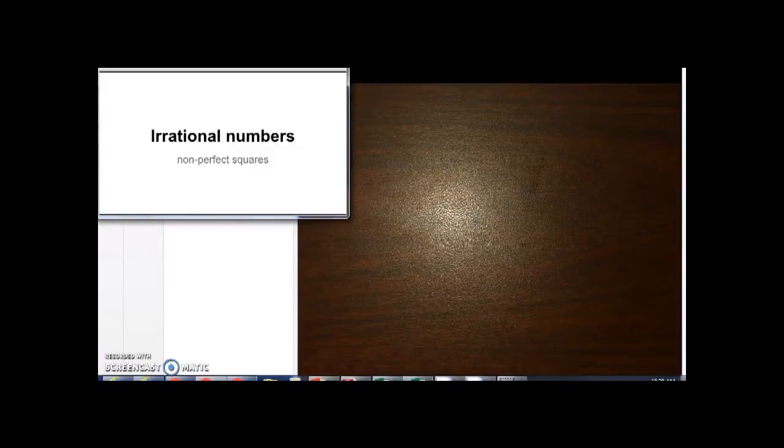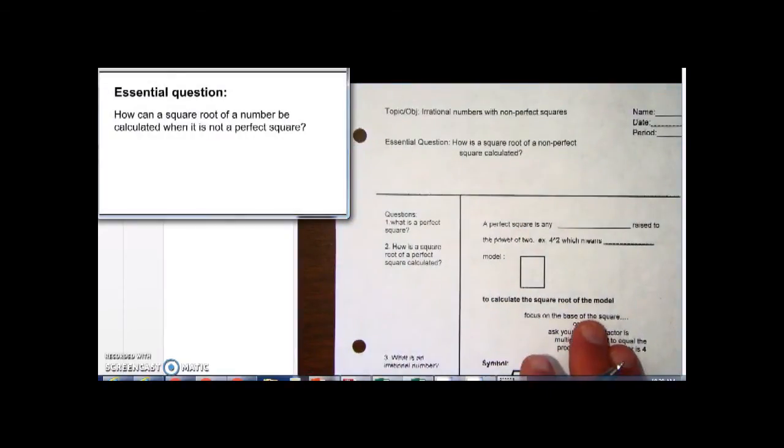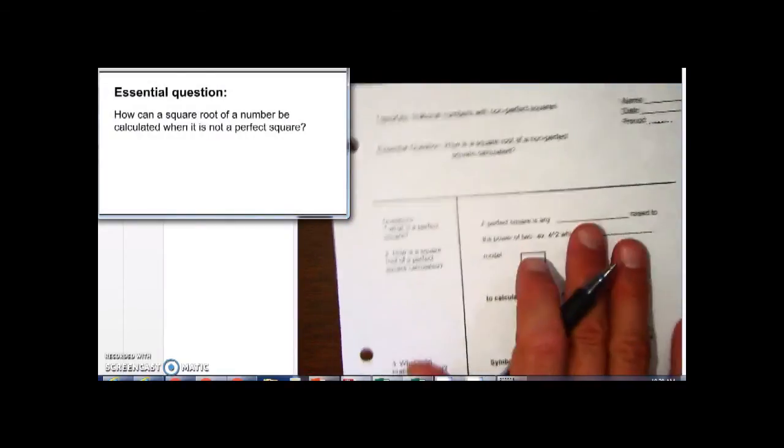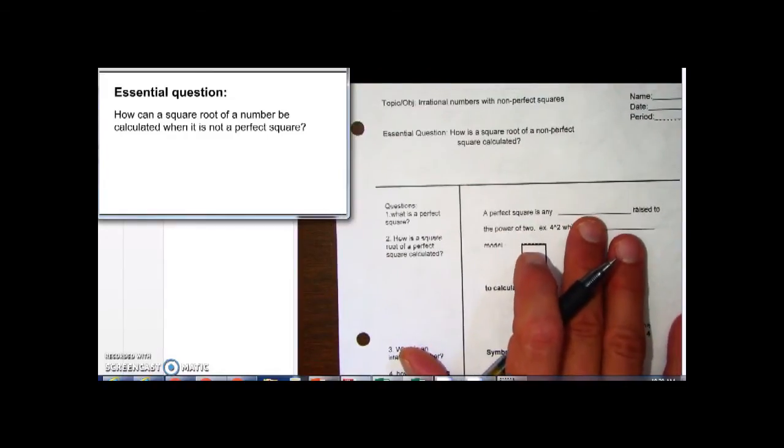Okay, irrational numbers, non-perfect squares. Here are notes for irrational numbers and non-perfect squares. So, essential question: how can a square root of a number be calculated when it's a non-perfect square?